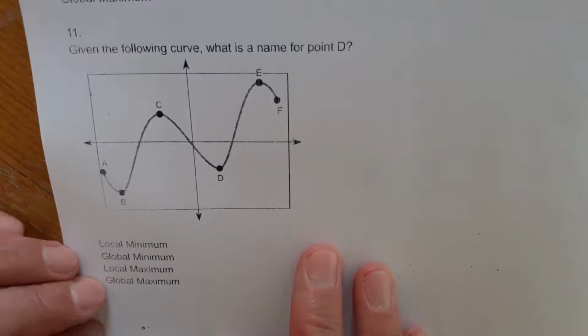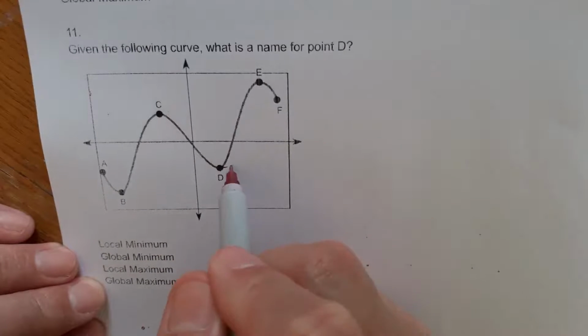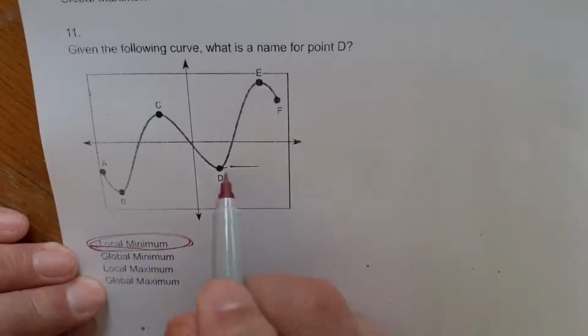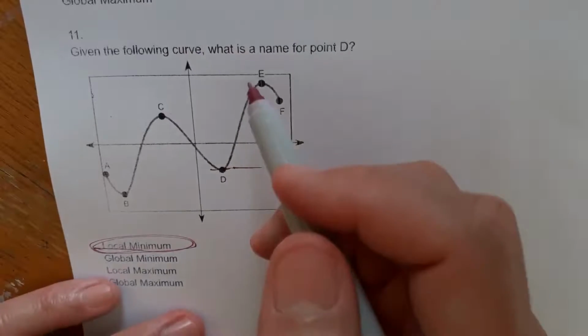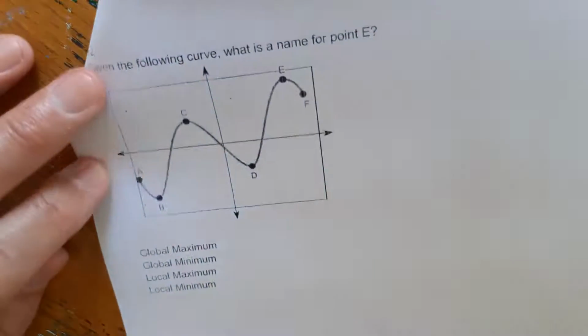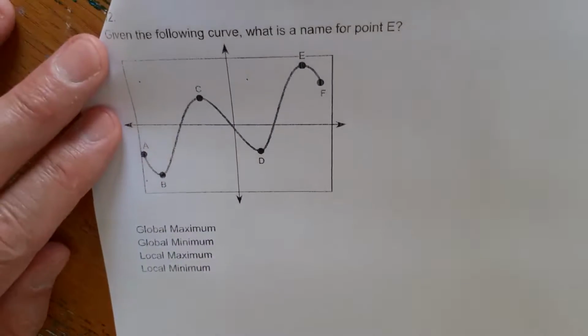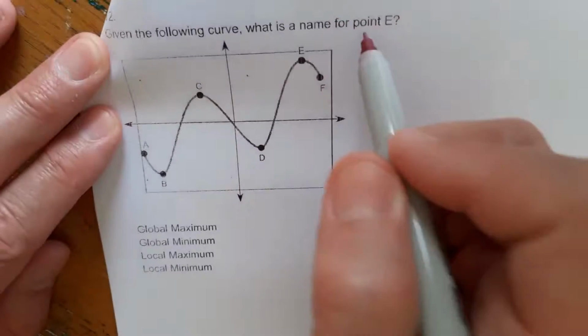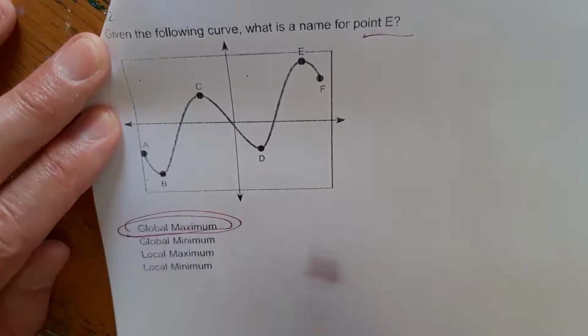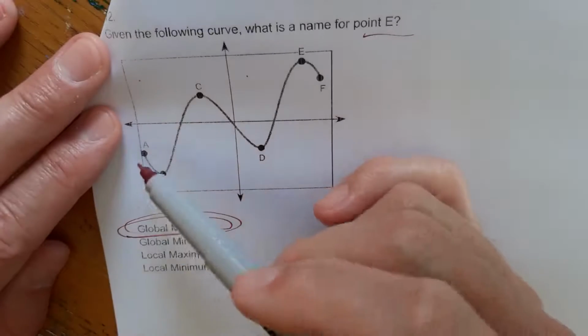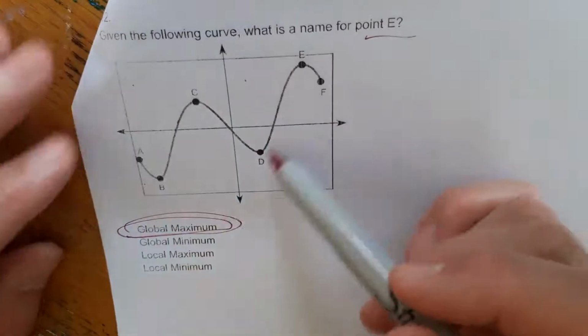D is a local min, right here. And I think they're going to ask us E, which would be a global max, we already said. All right, yeah, what's E? It's a global max.